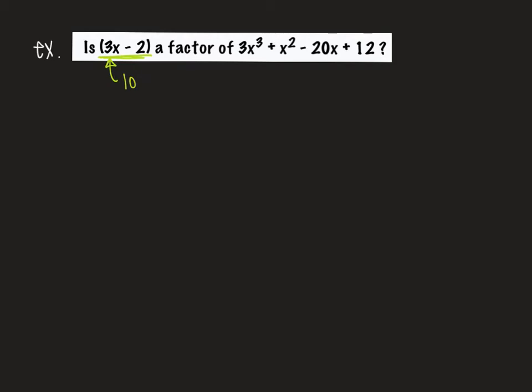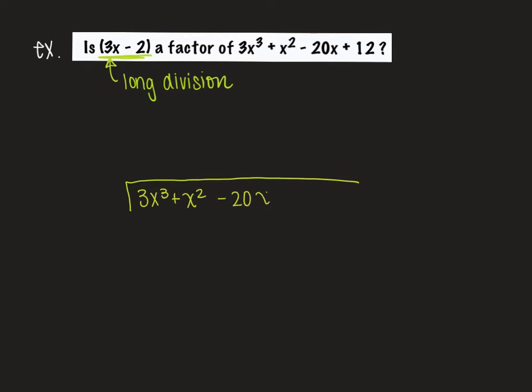So I'm just going to do long division just so you can see that done again. Or you could rearrange it to make it work for synthetic, but long division is perfectly fine. It's not even that much more work. So we're going to get this set up. We're going to have 3x cubed plus x squared minus 20x plus 12 on the inside, and then we're going to have 3x minus 2 in the front.